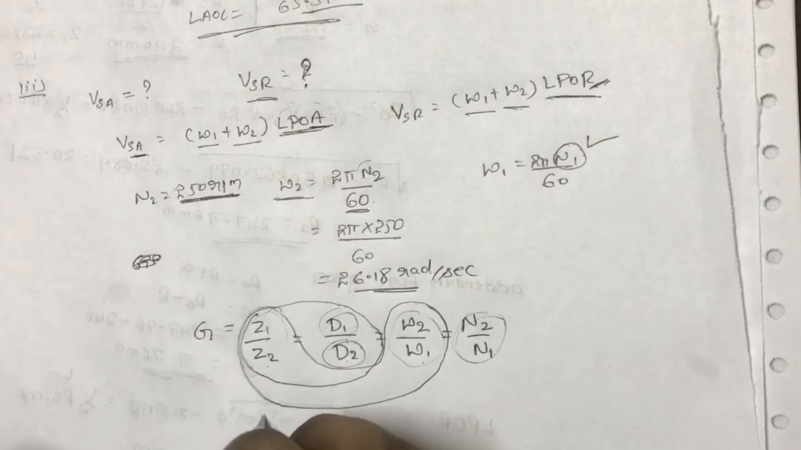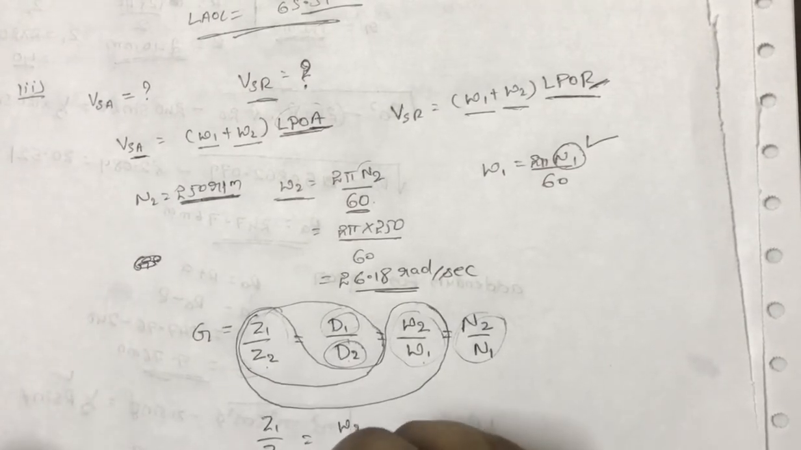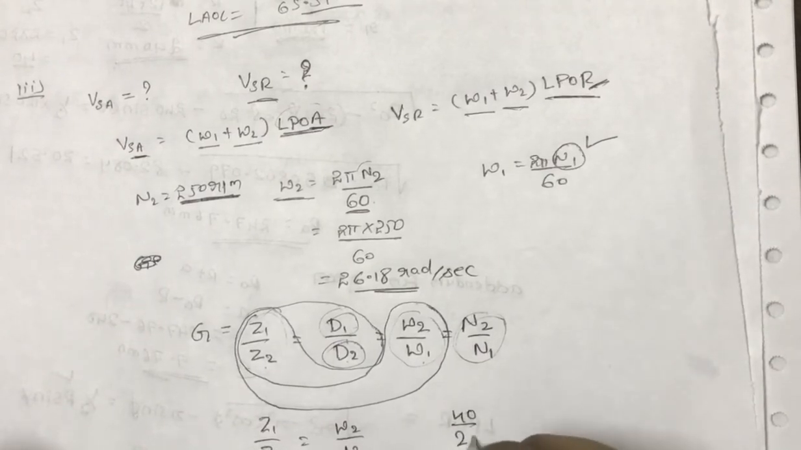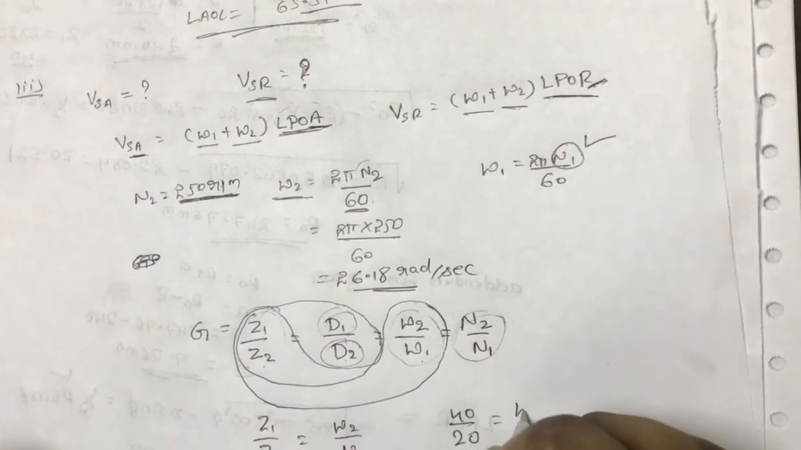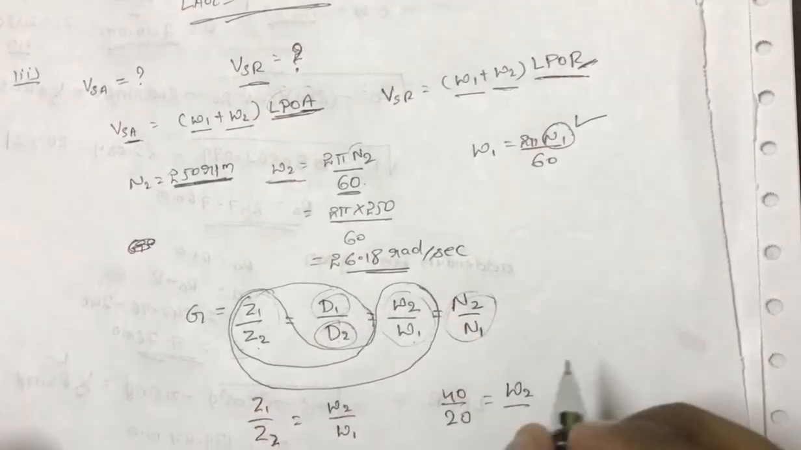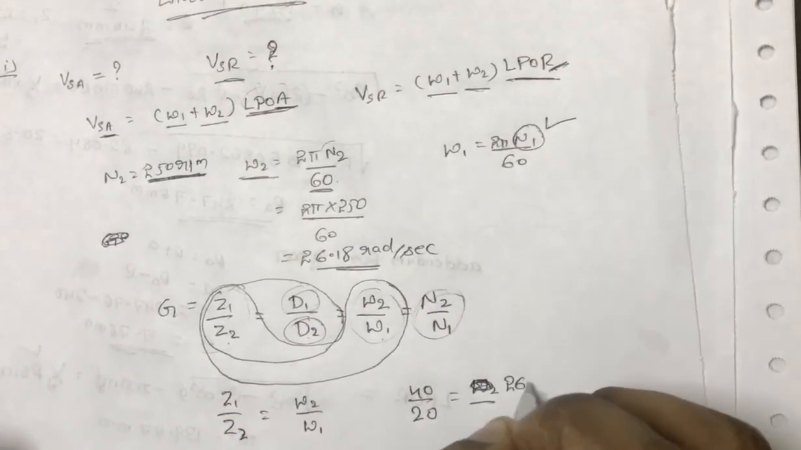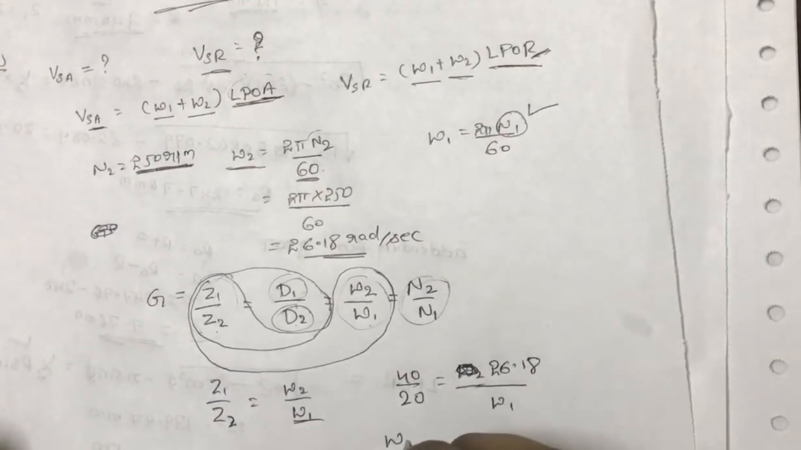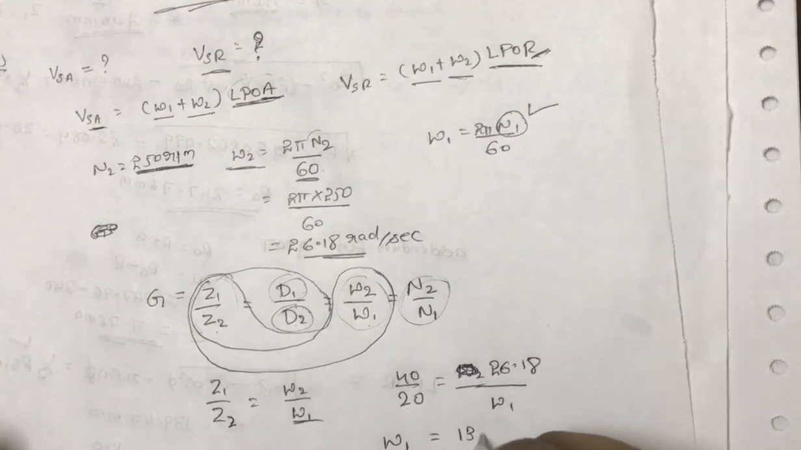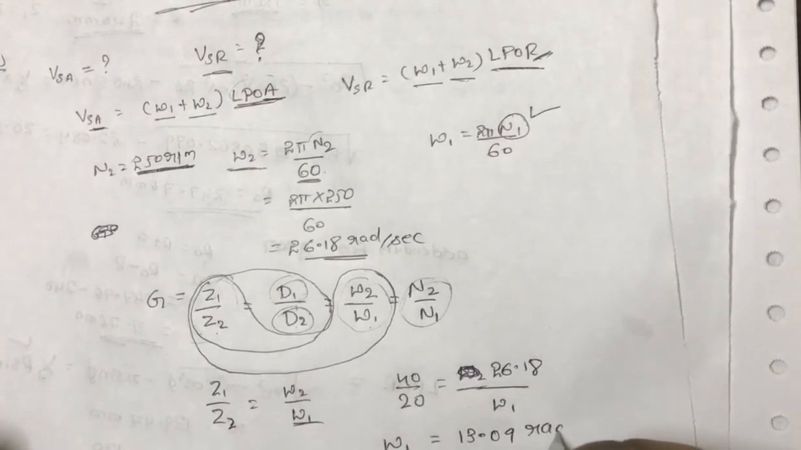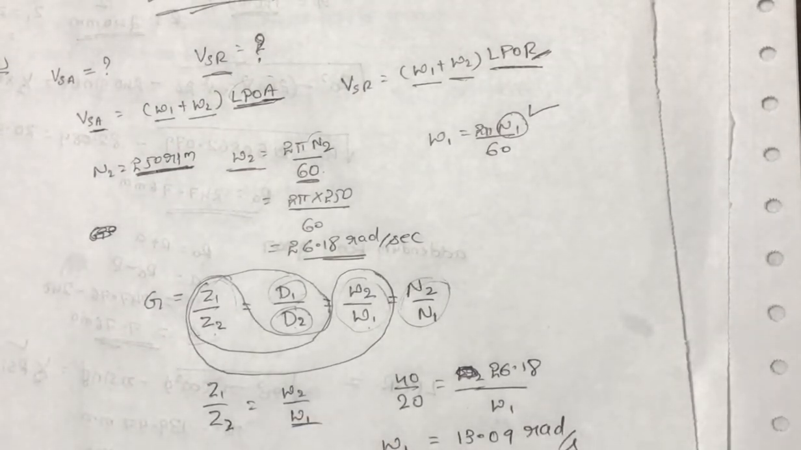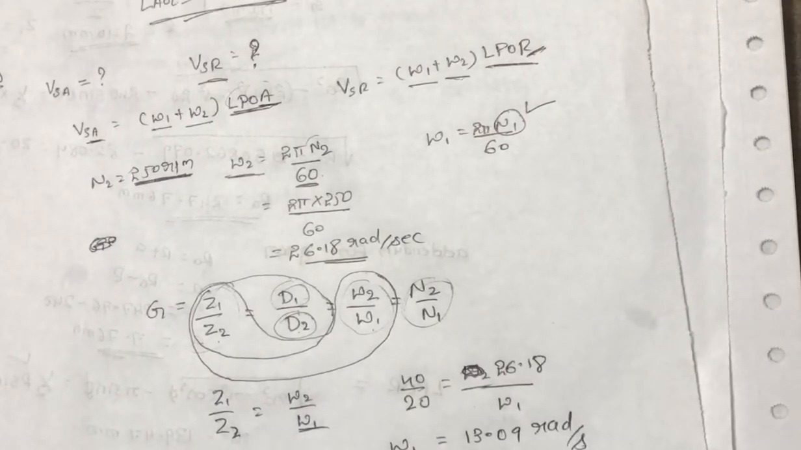Okay, I'll use Z1 by Z2 is equal to omega 2 by omega 1. So Z1 is 40, Z2 is 20, and omega 2 is 26.18 radian per second. We need to find out omega 1, right? So after simplification you will get omega 1 as 13.09 radian per second. Even you can use D1 by D2, that is diameter. You may get 14.28. There's some slight difference, that doesn't matter. You can use it, fine.